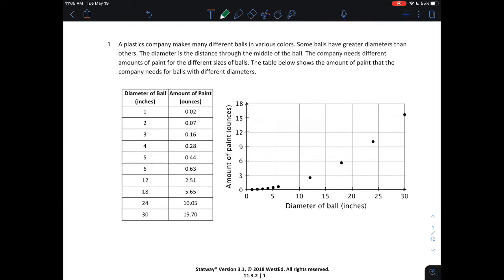And then on the right, you see a graph of those ordered pairs. Remember that each row represents an ordered pair of numbers. Diameter is one part of the pair, and ounces of paint is the other part of the pair. You can see the horizontal axis is used to measure diameter, and then the vertical axis is being used to measure the amount of paint.